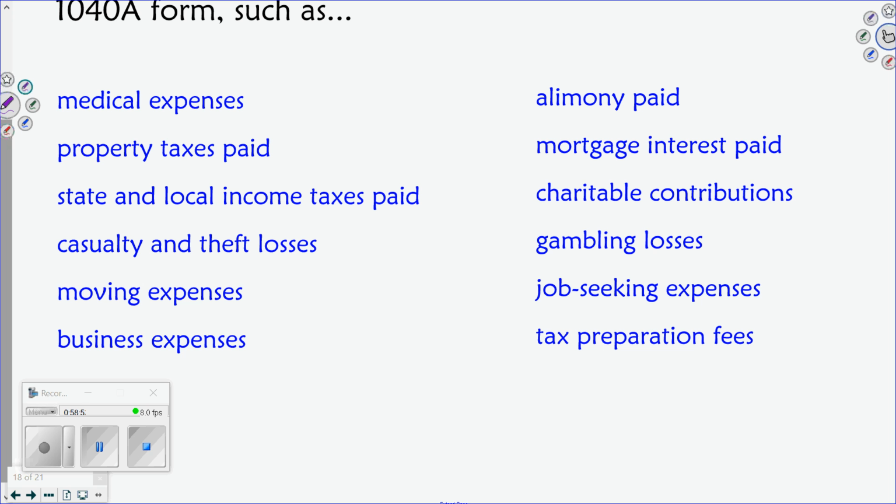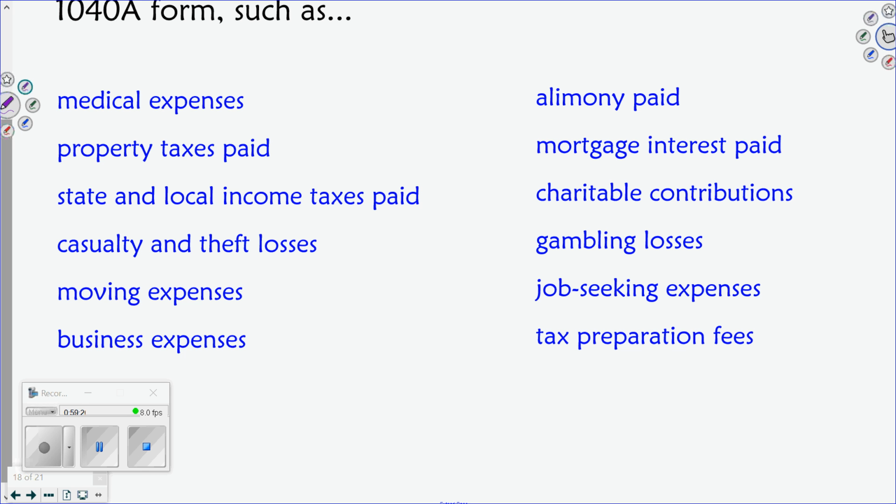Alimony paid. So if you're paying your spouse alimony, or alimony earned, that would also go on here. Mortgage insurance. I have a mortgage. I pay insurance on that. Again, stuff I can deduct. Charitable contributions. We talked about that one. Gambling losses. You're really bad at gambling. Job seeking expenses. So if you're placing ads to try to get a job, you can deduct those. And tax preparation fees. You pay someone to do your taxes, you pay for TurboTax, things like that, then you can actually deduct that stuff.